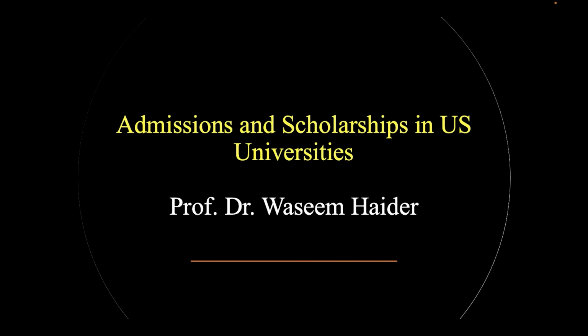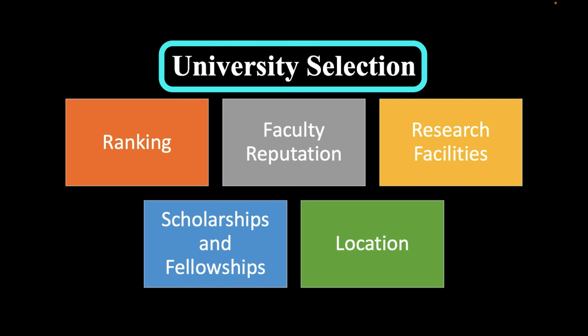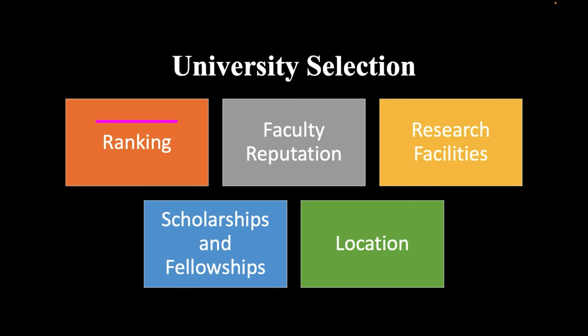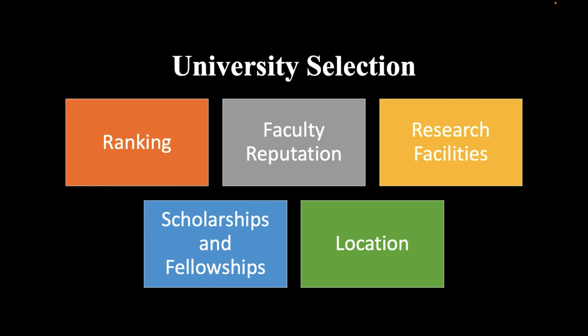So every time you would like to apply for admission, the first thing is the university selection. There are several criteria on which you can select a university, such as ranking, faculty reputation, research facilities, scholarships and fellowships, location, and so on and so forth. Today in this video, I'll be mainly focusing on ranking because I know a lot of overseas students pay a lot of focus on the ranking of the university when they try to select one.